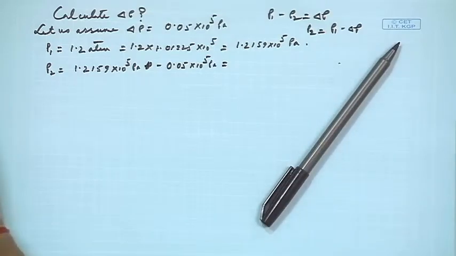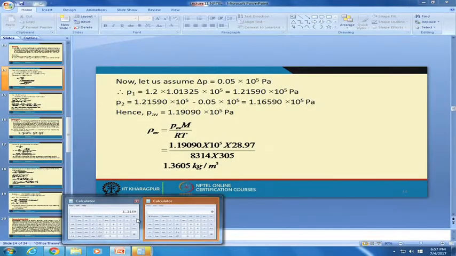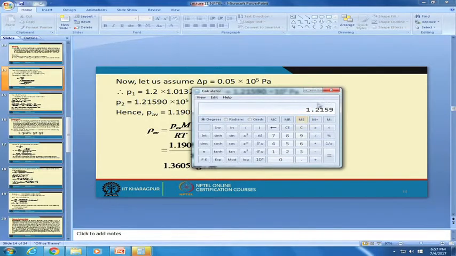this becomes equal to 1.2159 minus 0.05 is equal to 1.1659, 1.1659 into 10 to the power 5 Pascal. So that is our P2, right? So we got P1 and P2.